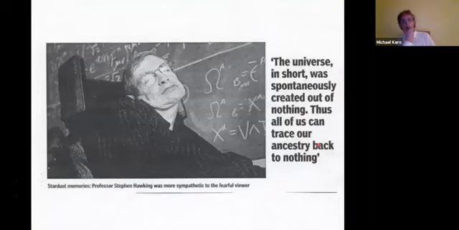This is a quote from Dr. Stephen Hawking. I think you'll be familiar with him, one of the great physicists of our time. He passed away, I think it must have been about 9 or 10 years ago now. But this was a book that he wrote, I think, about 20 years ago. And one of the main premises from the book was that he said the universe, in short, was spontaneously created out of nothing. Thus, all of us can trace our ancestry back to nothing. So essentially what he's saying is that spaciousness, emptiness, nothingness is at the heart of everything. And if we want to go back to the source of ourselves, that is what is at the source.